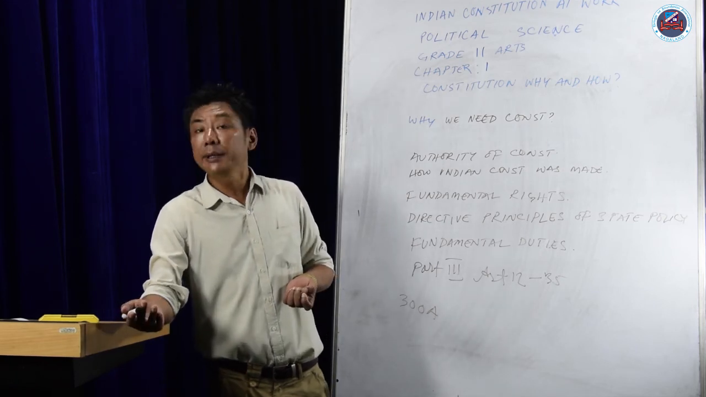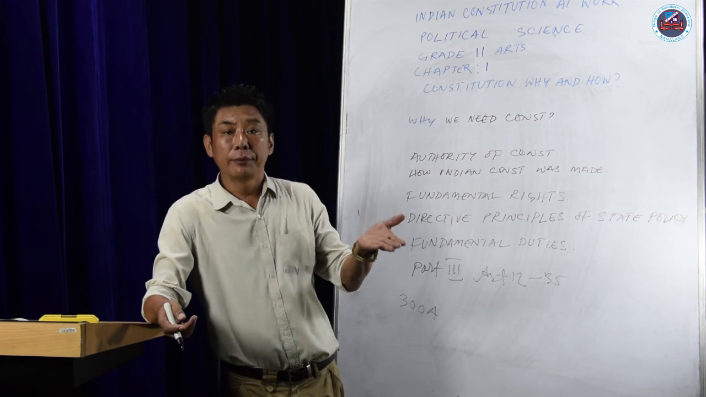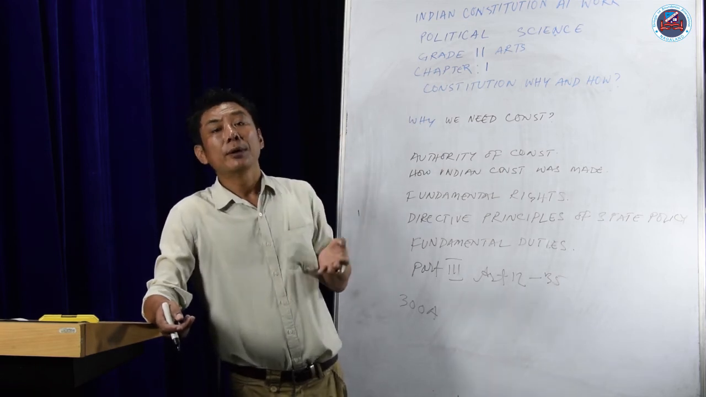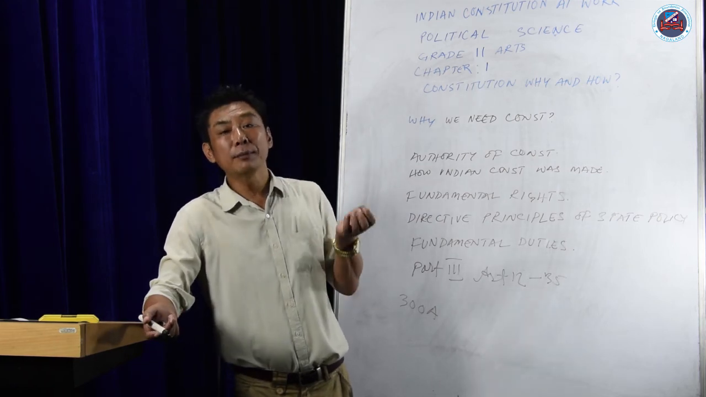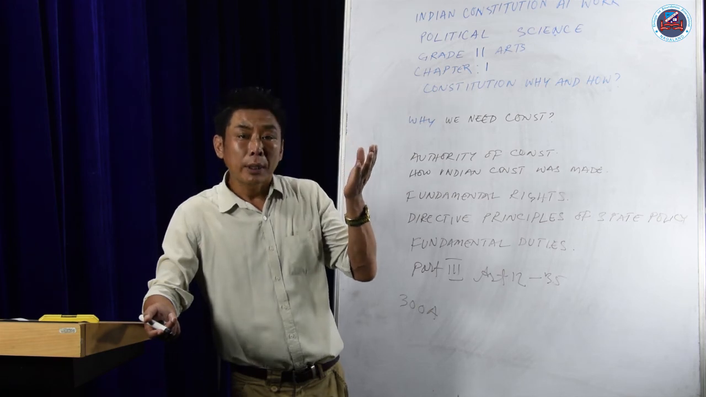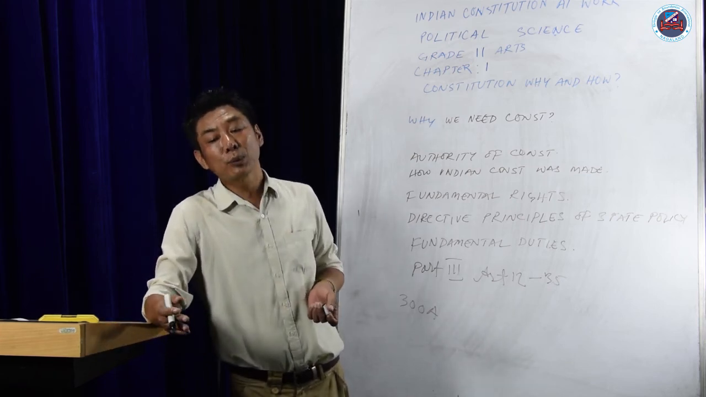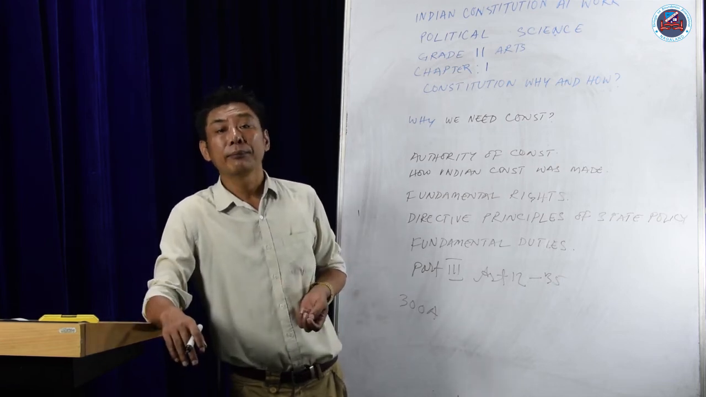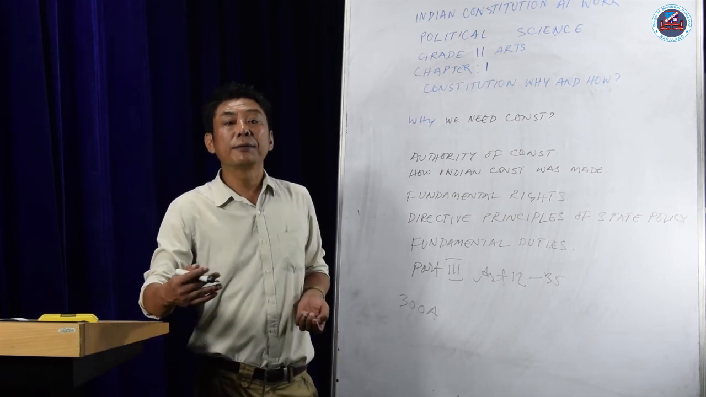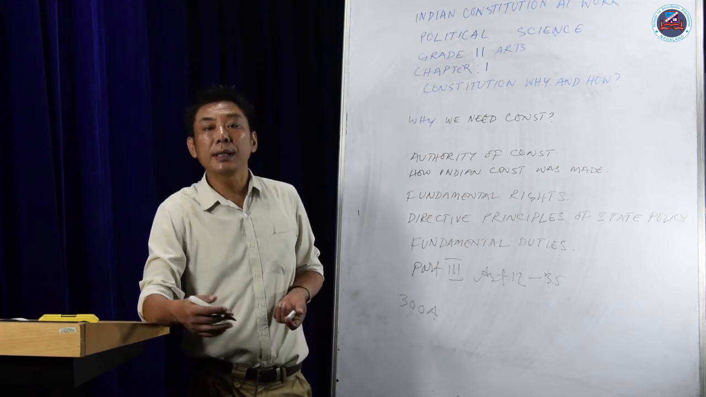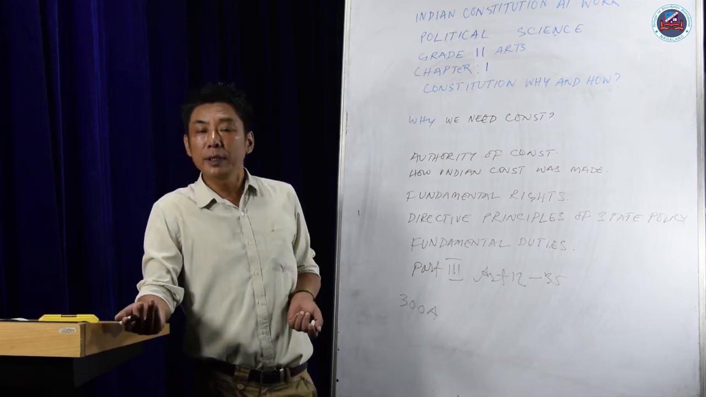Then, as I have mentioned, the second right is the right to freedom, which provides the citizens 5 freedoms: the freedom to form associations, the freedom to move freely, the freedom to adopt any profession. These are some of the freedoms given under the right to freedom. The right against exploitation provides protection against child labor and human trafficking. The right to freedom of religion provides the citizens the freedom to choose or to follow any religion of their choice. The state does not favor any particular religion, or the state does not have a national religion. Every citizen has the freedom to profess any religion of their choice.